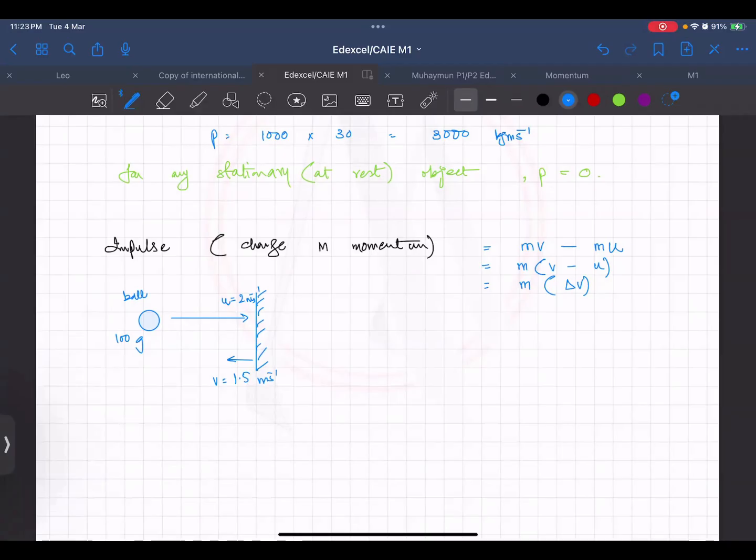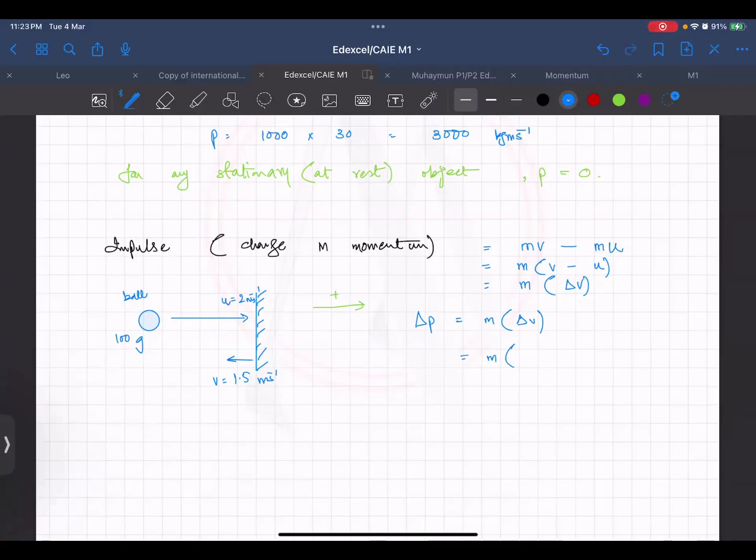They would ask you to find the impulse of the ball, that is, the change of momentum of the ball. Direction is very important, so again you would use the direction convention. Positive to the right side, let's suppose. To find the change in momentum, mass is a constant. We know mass won't change for any object. The only thing which can change is the velocity, which would cause the change in momentum.